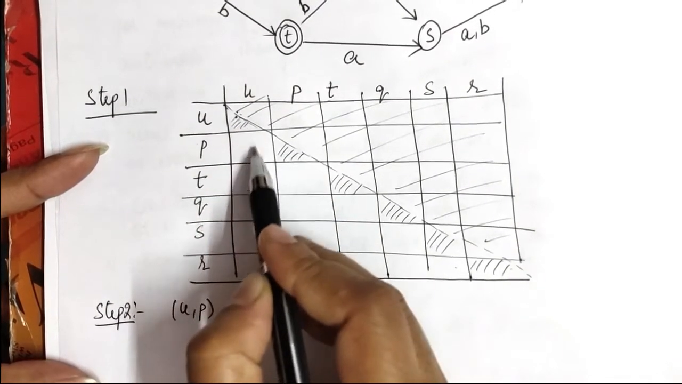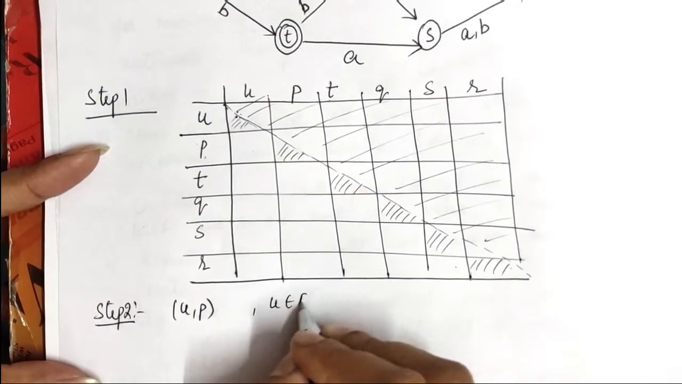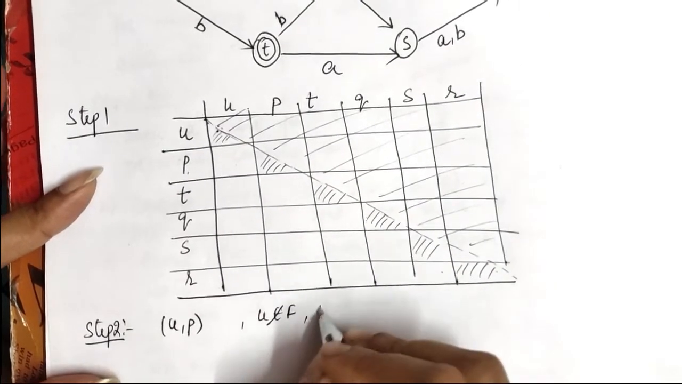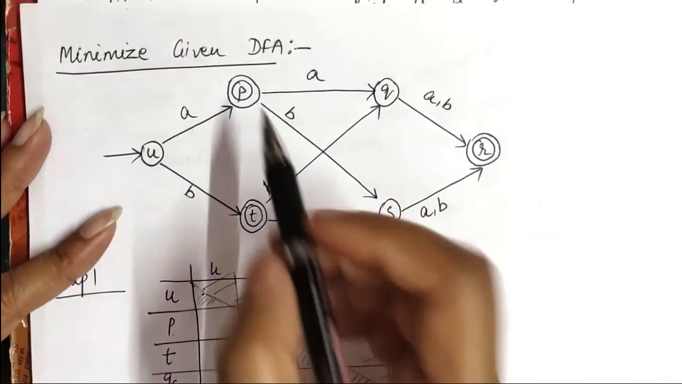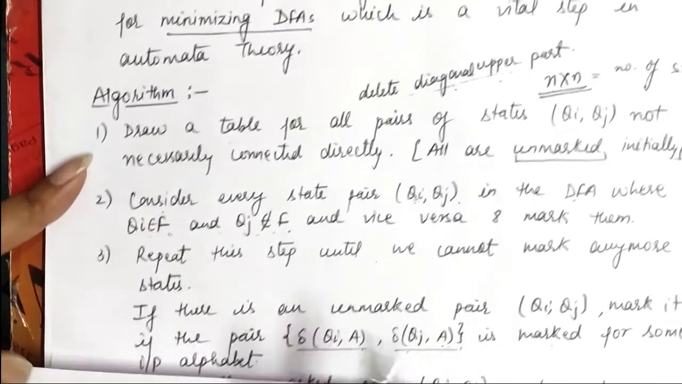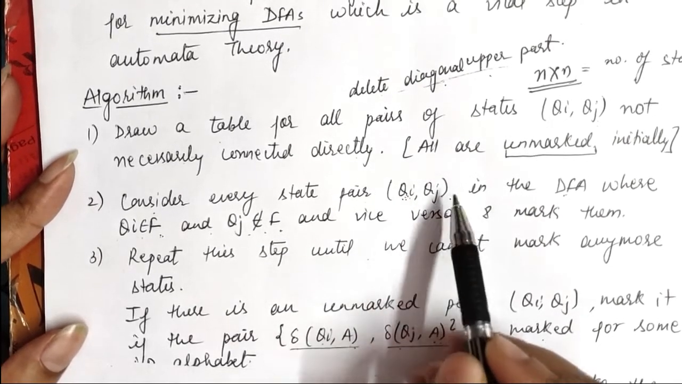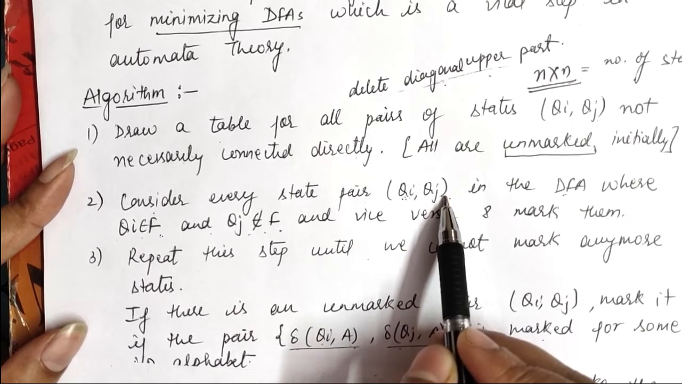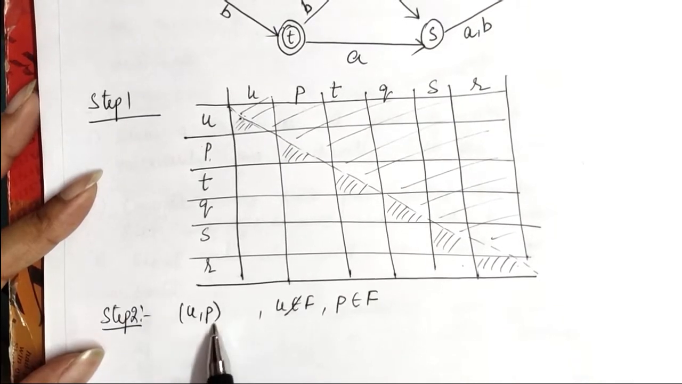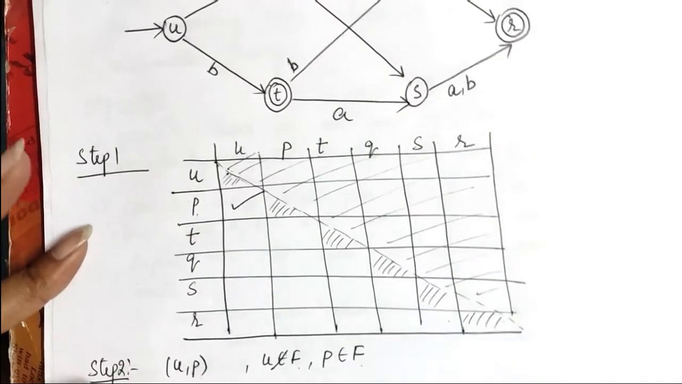So this cell means U comma P. So we find out whether U belongs to the final state. See here, U does not belong to the final state and P belongs to the final state. In the question, between the pair of Qi and Qj, if one state belongs to final and another state belongs to the non-final state, then we mark it. So for the pair U comma P, U does not belong to final and P belongs to final, so we mark it like this.